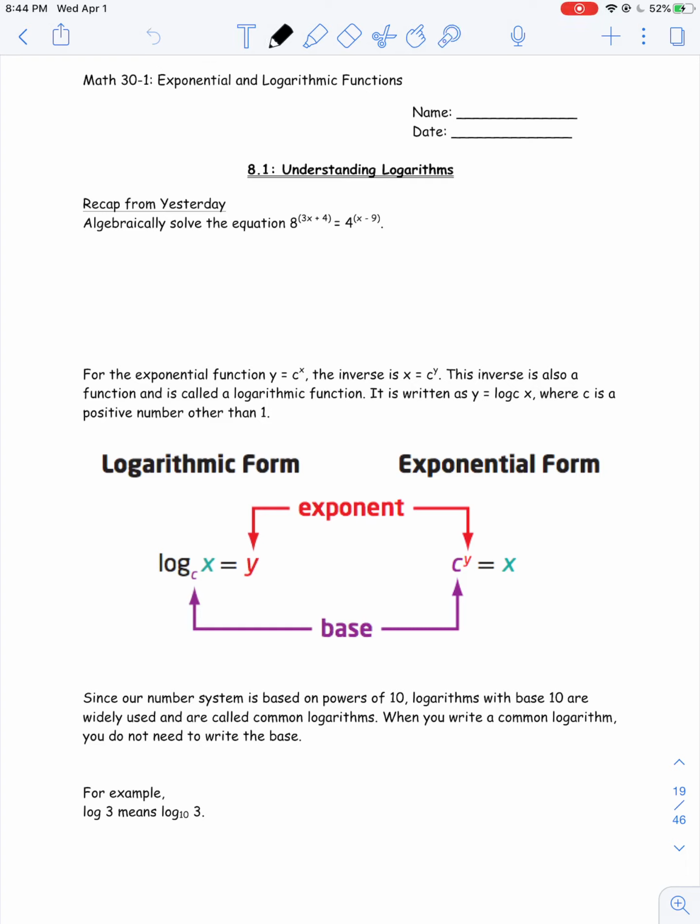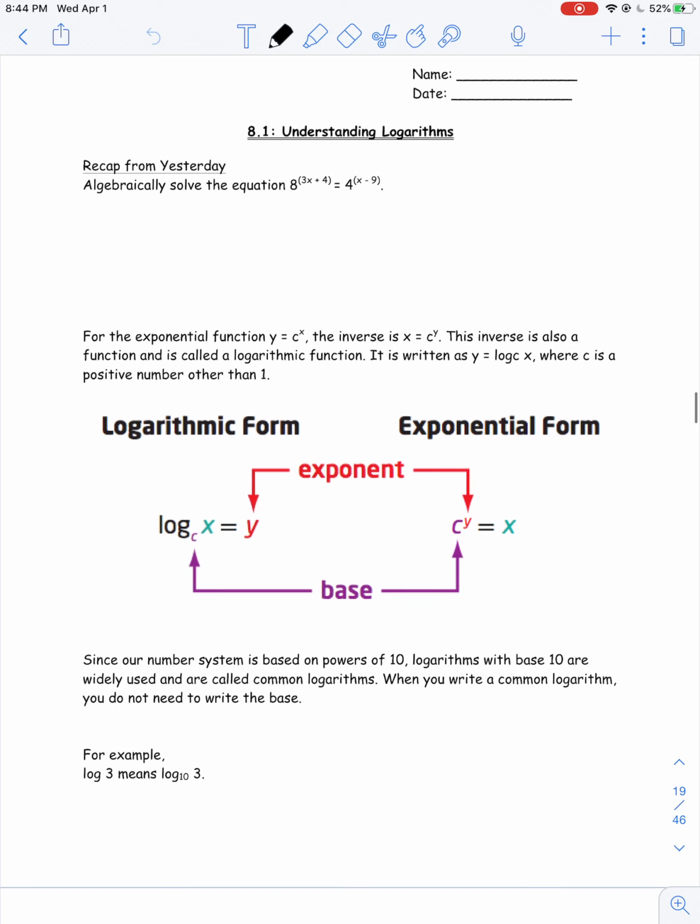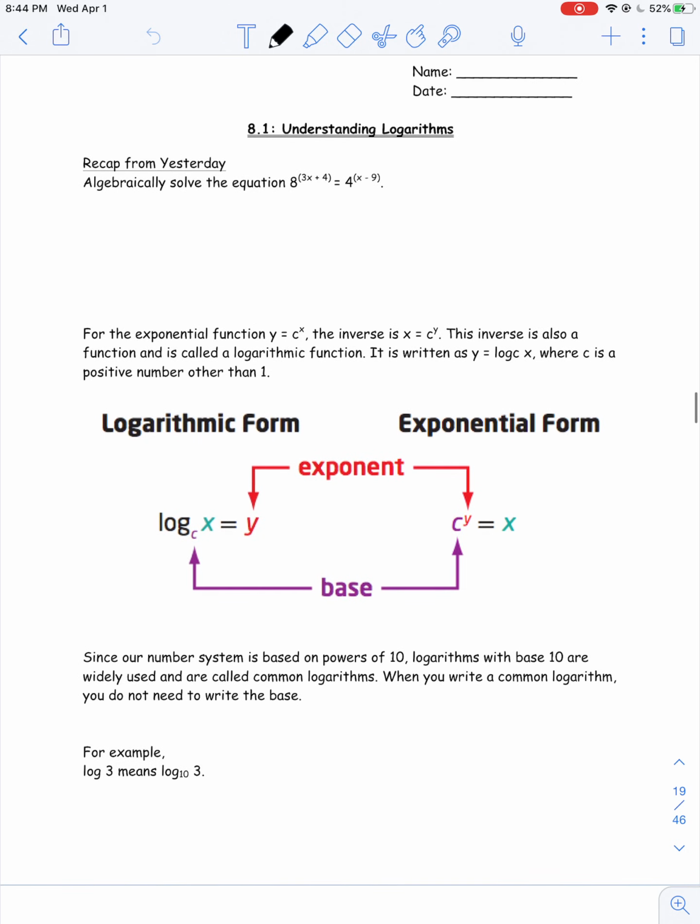Hello, Math 30-1 students. We're looking at lesson 8.1, Understanding Logs. We're going to do a recap from our lesson 7.3, which is the common base method, just before we continue.